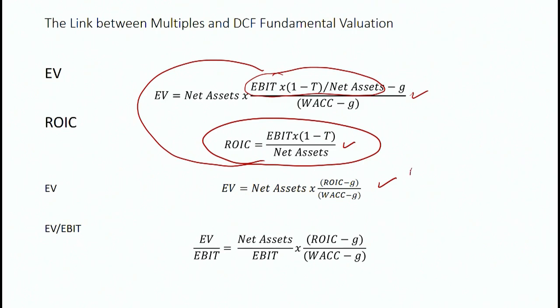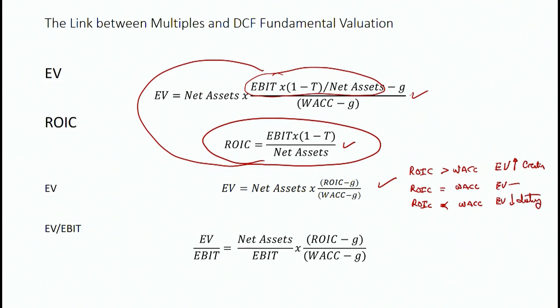If return on invested capital is greater than the weighted average cost of capital, enterprise value is going to be higher. If return on invested capital is equal to the weighted average cost of capital, enterprise value is basically the same. If return on invested capital is less than weighted average cost of capital, enterprise value is going to be down. So here we're creating value, here we're destroying value.